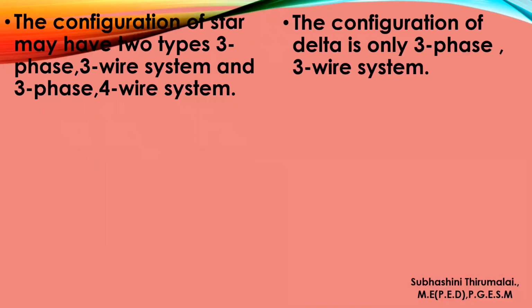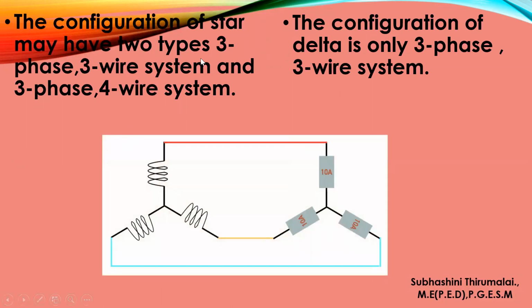The next slide is about how many wire systems, the configuration systems. In the star-connected system, we can say there are two types. One is called a three-phase, three-wire system. Also, we have a three-phase, four-wire system. The fourth wire we can call the neutral wire in star connection. In delta connections, we have only the three-phase, three-wire system.